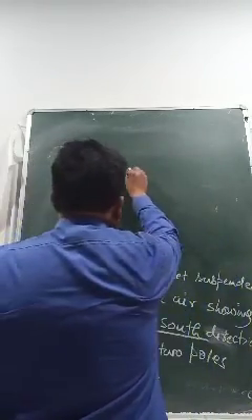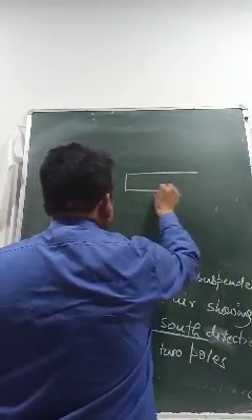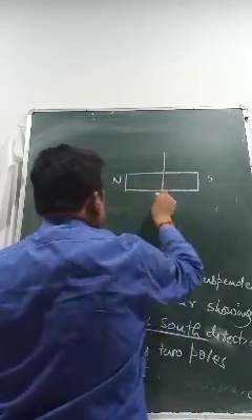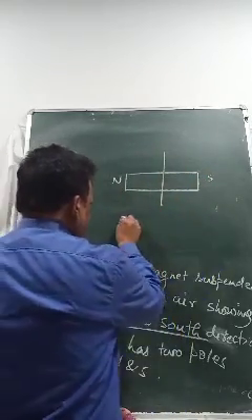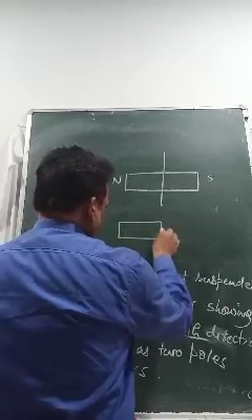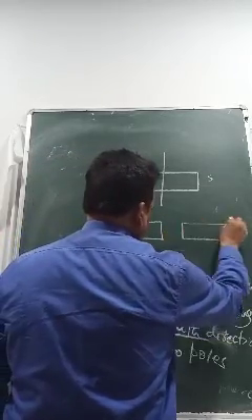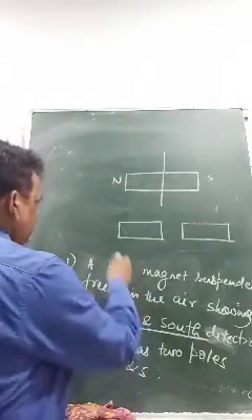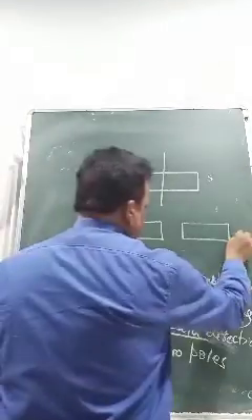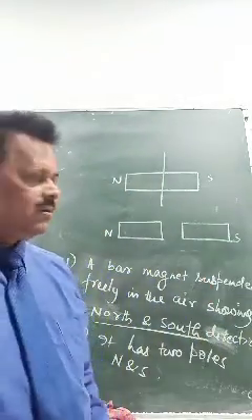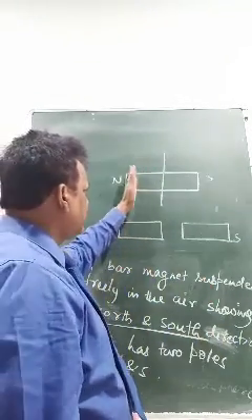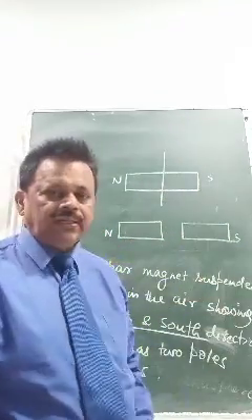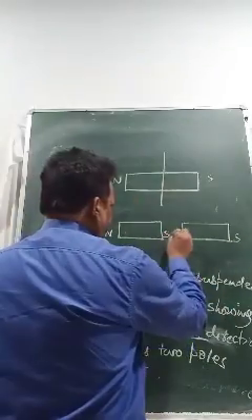The question is, if it has north and south pole, suppose that is a piece of magnet, north and south, and we cut it and got two pieces like this. What will be the condition? Does that mean this is north and this is south? No. Each piece, even if you make different pieces, will behave like a magnet, showing north and south.